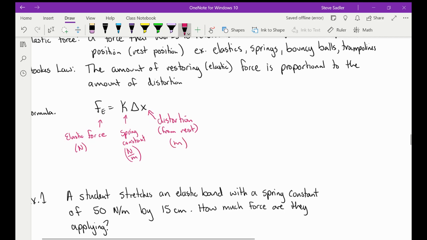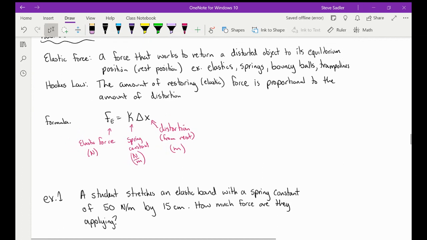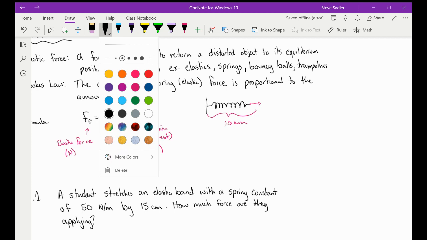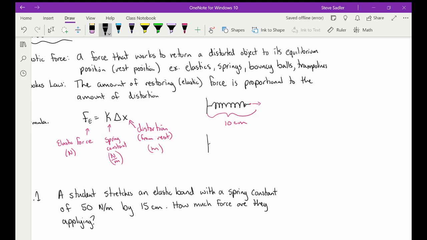So I want to draw a picture and talk about what's actually happening. Say we have a spring, and it is regularly 10 centimeters. I'm going to reach in and grab that spring from this side here, and I'm going to pull it and stretch it. Let's say it's anchored to a wall. I'm going to stretch it out. So now my spring looks something like this.